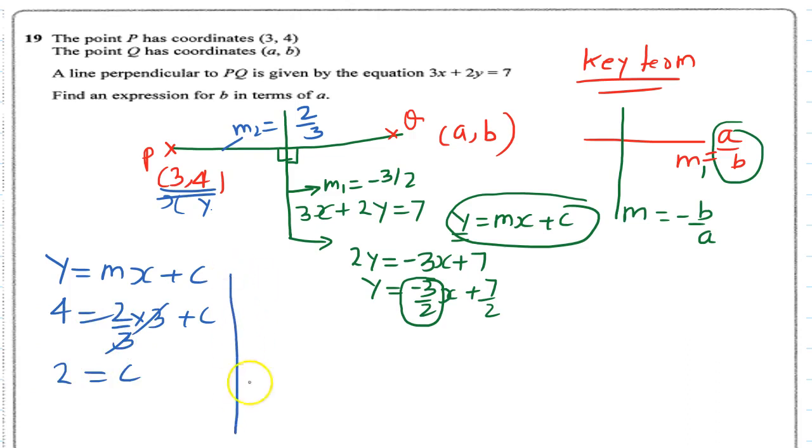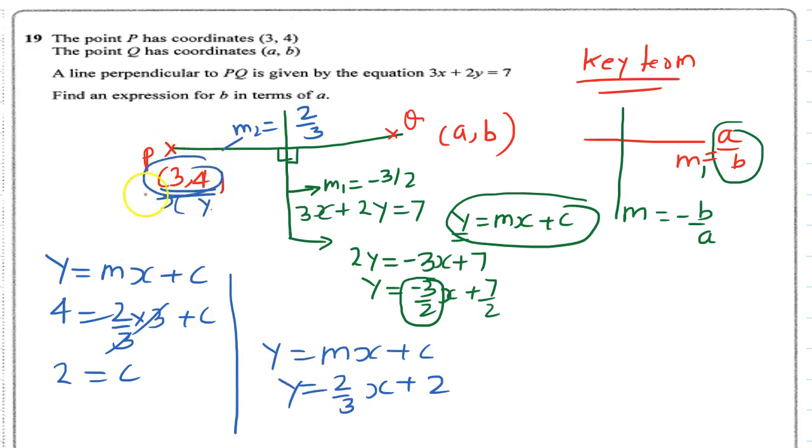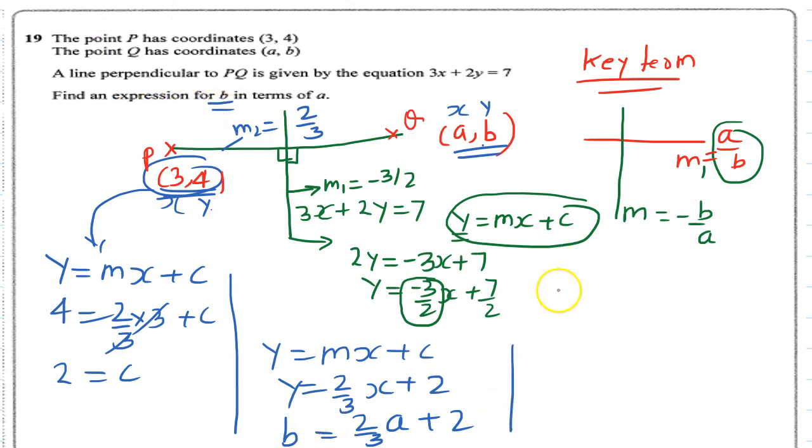So we got the equation y equal to mx plus c. Let's put the value of c. c is 2. What is m? m is 2 over 3 x. Because this line is passing through 3 and 4, so we put 3 and 4. This line is also passing through a and b, so we put x is a and y is b. So b equal to 2 over 3 a plus 2. So find an expression for b in terms of a. So this is your answer, that is b is 2 over 3 of a plus 2. So b in terms of a.